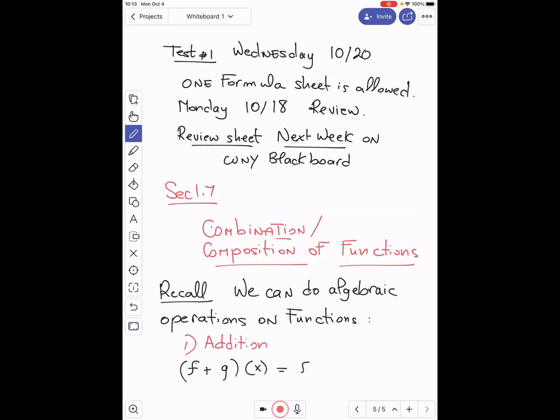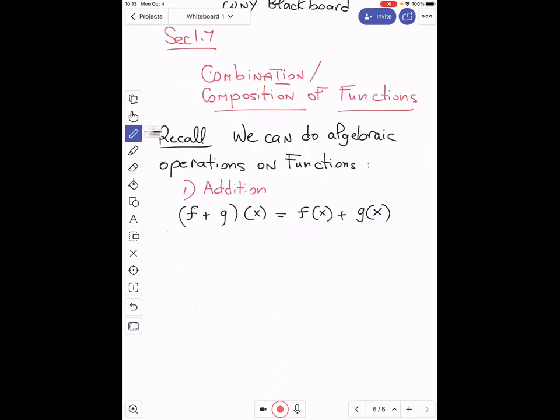So it's just f of x plus g of x, the usual operation. And then, of course, subtraction. So we can subtract functions. f minus g of x will be f of x minus g of x. So this is subtraction.